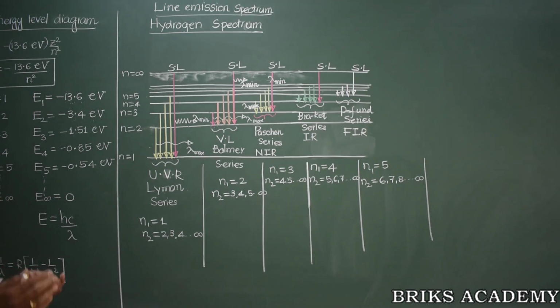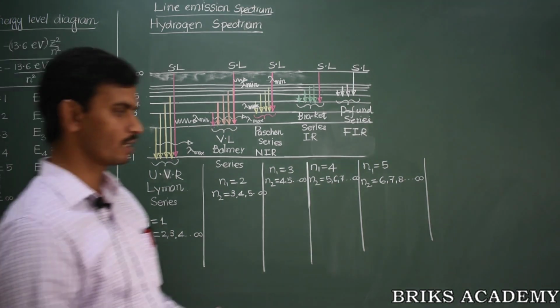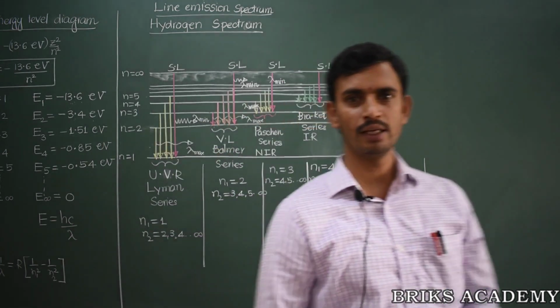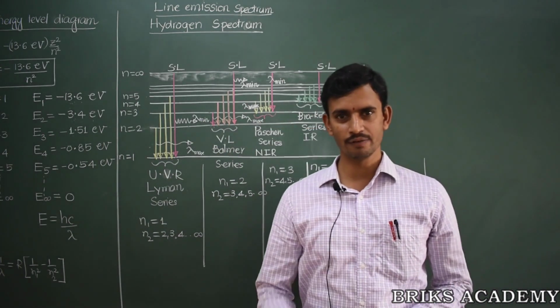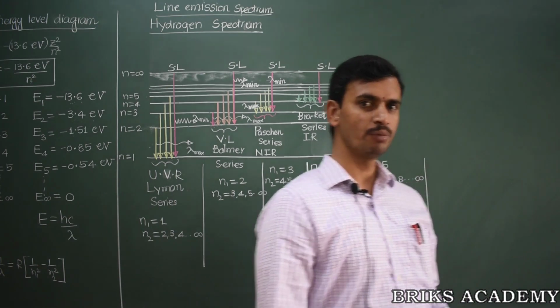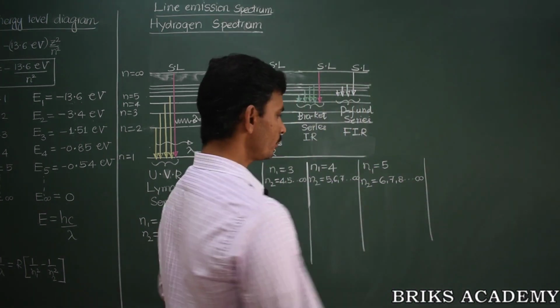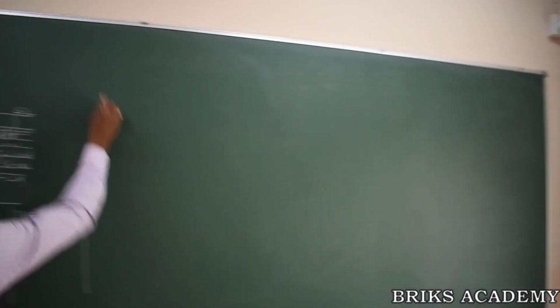So with this, almost the entire theory part of the hydrogen atom is coming to an end. Now we will see the merits and demerits of Bohr's atom model, otherwise Bohr's theory of hydrogen atom. What are the merits of Bohr's theory of hydrogen atom?